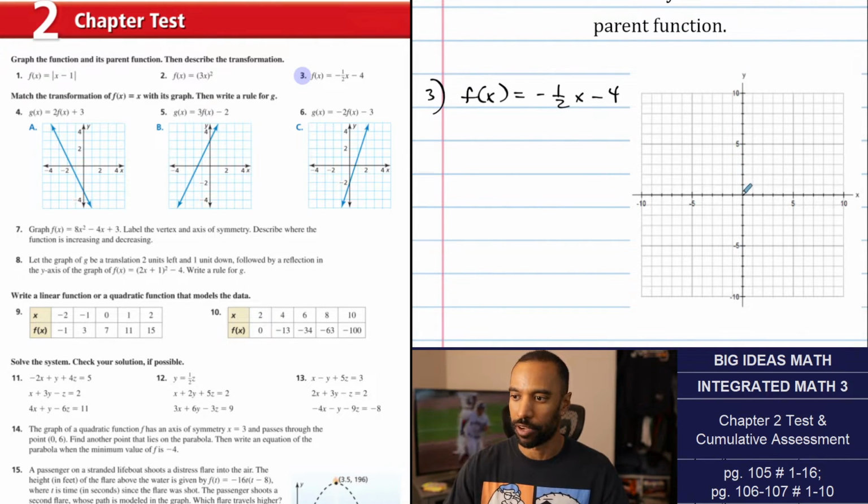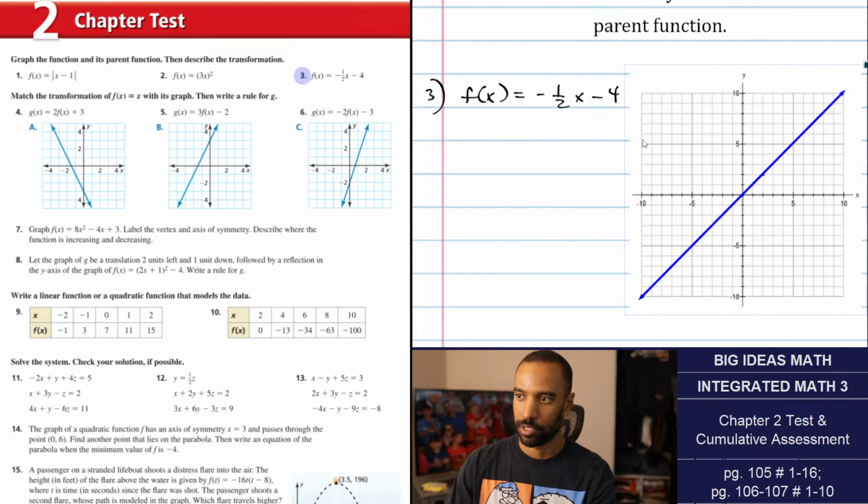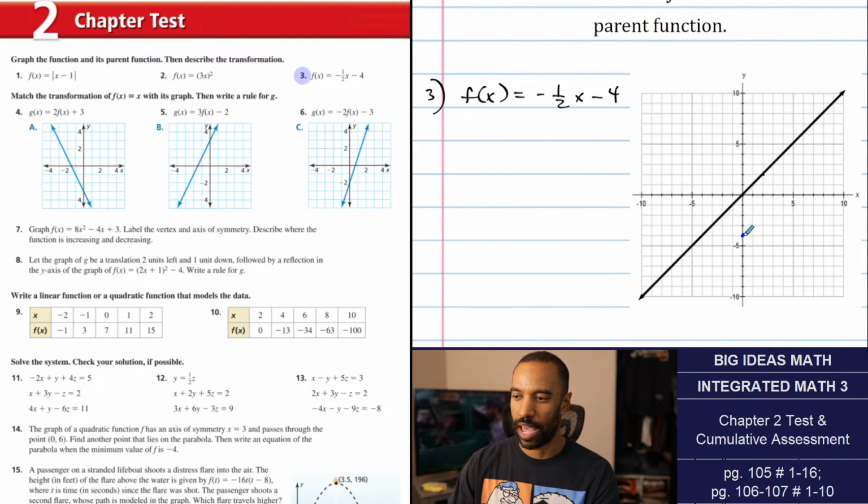Oh, let's start with the parent function, actually. It's a rise of 1, run of 1 with the y-intercept of 0, so it looks a lot like this guy right here. It is this guy right here. And I'm going to make it black. Give me a second. There we have it. Okay, now this other one has a y-intercept of negative 4 and a slope of negative 1/2. That's down 1, right 2, down 1, right 2.